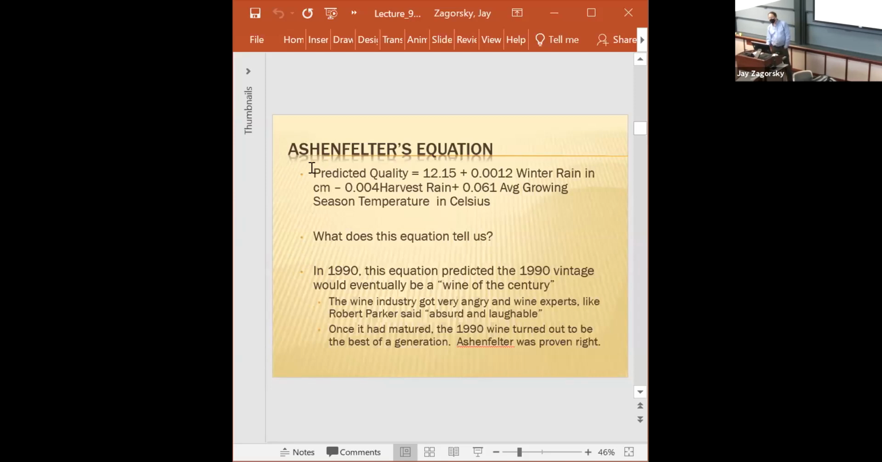When he came out with this regression, the regression was pretty straightforward. The quality number of the wine was equal to 12. So basically, Bordeaux, even if it had a terrible year, the numbers were 12, you know, 15. They didn't go down to 0. All right? Plus 0.012 times how much winter rain happened in centimeters, and there was a single weather forecasting station in the middle of all the vineyards that everyone knows. It's called the Bordeaux weather station.